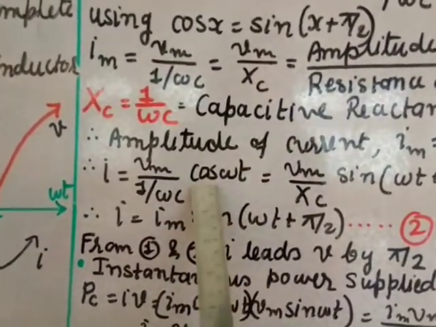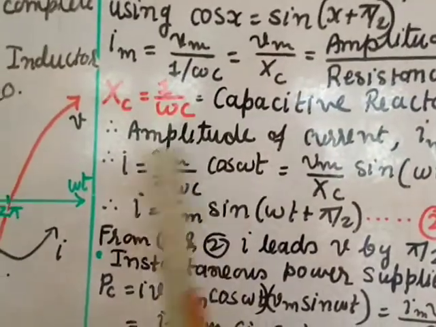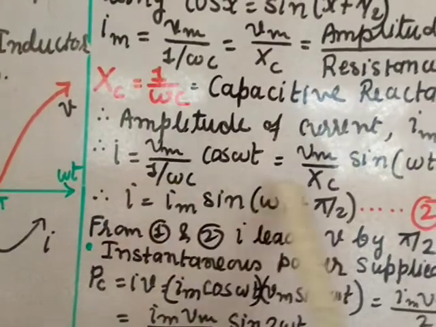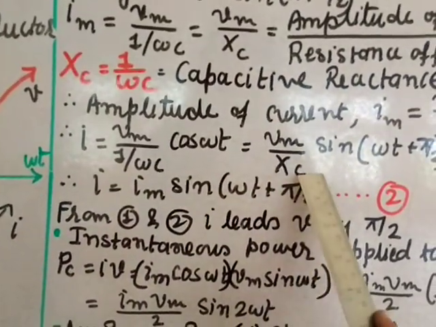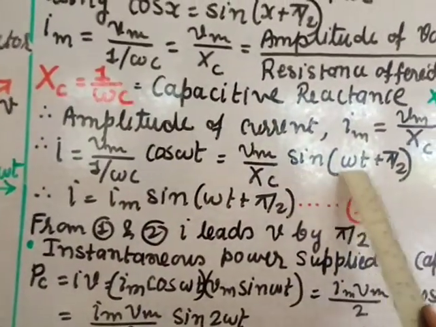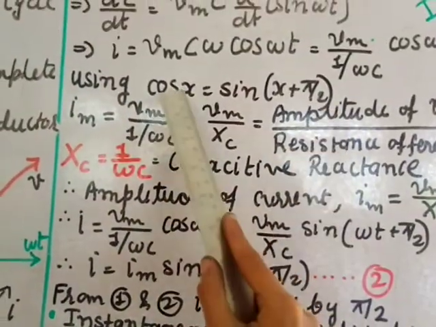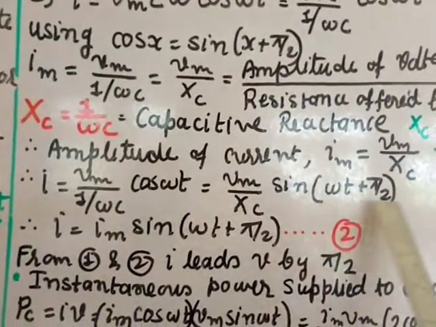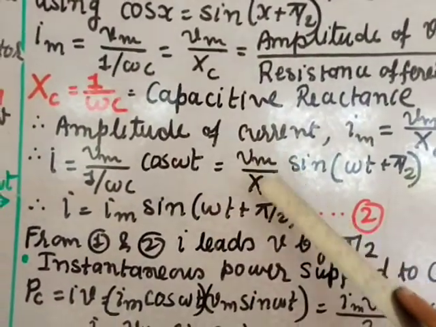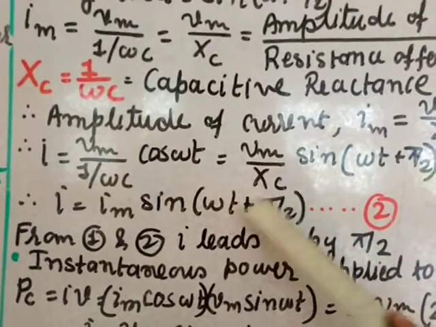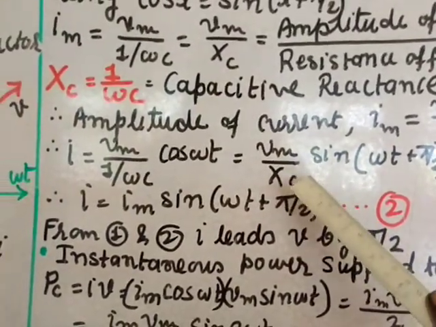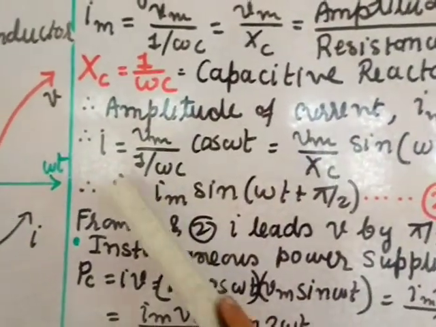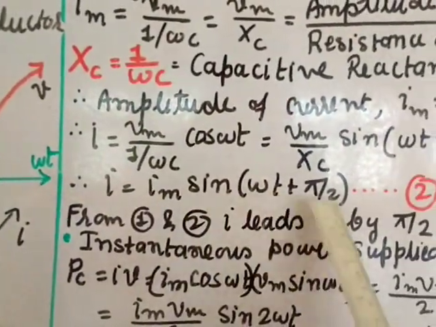Now I will convert cos into sine. So Vm divided by 1 by omega c, and 1 by omega c is written as Xc, and cos omega t as sine omega t plus pi by 2, just using this identity, where instead of x I write omega t in both places. So sine omega t plus pi by 2, and this is voltage divided by the resistance. This is analogous to resistance, so this gives you the amplitude of the current, Im. I is equal to Im sine omega t plus pi by 2.